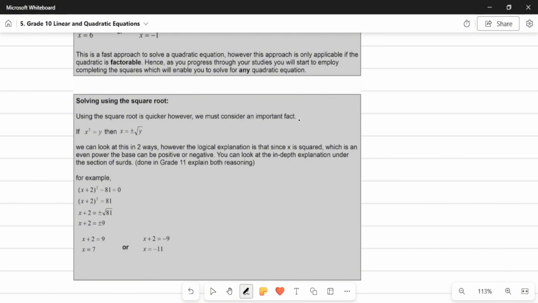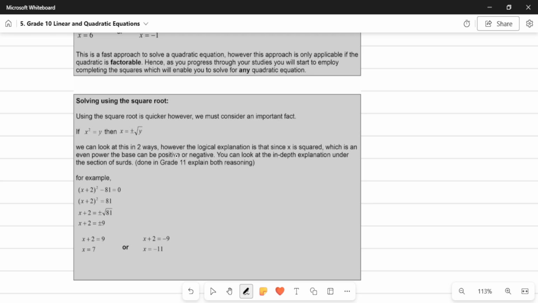However, we must consider an important fact. If x squared is equal to y, then x is equal to plus or minus the square root of y. I've talked about this extensively as well. We can look at this in two ways. However, the logical explanation is since x is squared, which is an even power, the base can be positive or negative.